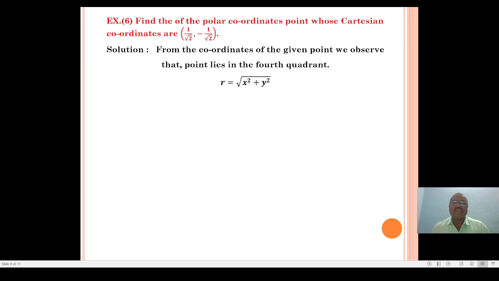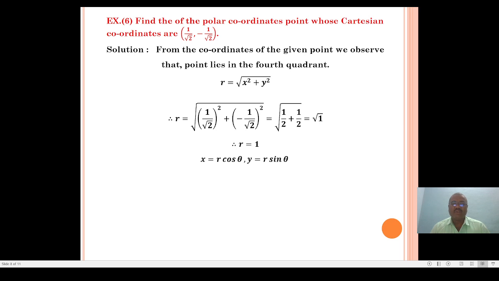So r equals root of x square plus y square. Therefore r equals root of (1 by root 2) whole square plus (minus 1 by root 2) whole square, equals root of 1 half plus 1 half, equals root 1, which is equal to 1. Therefore the value of r is 1. Now we find angle theta.